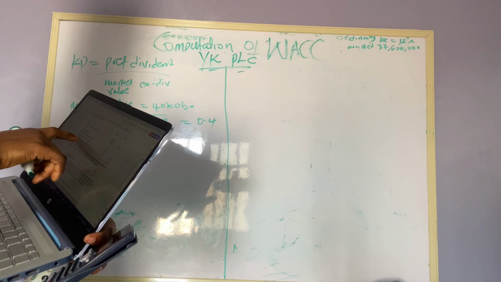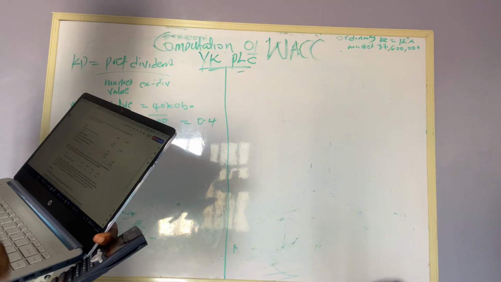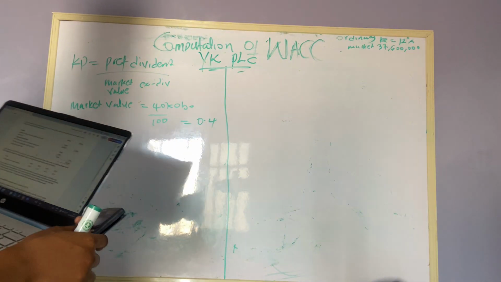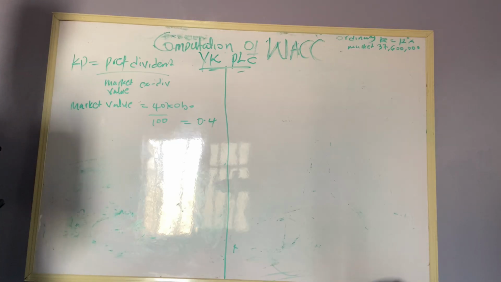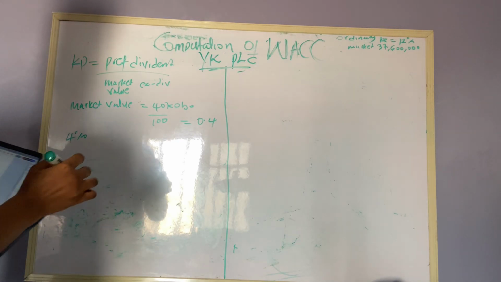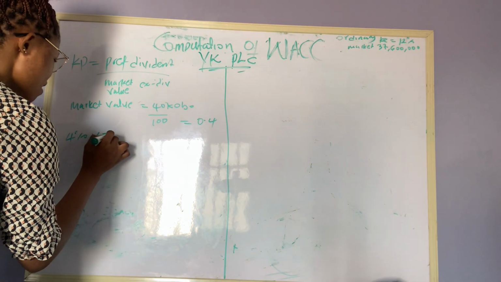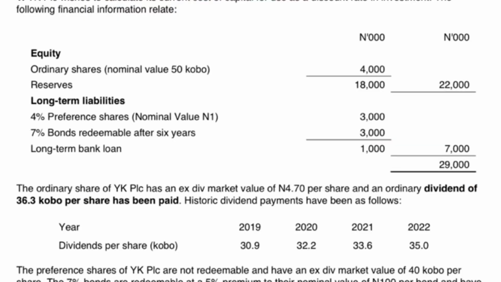So we now come to our question, 40% preference shares, right? Now we want to get our current, that 40% preference share, that's 40% in the question, right? Times this 3 million.